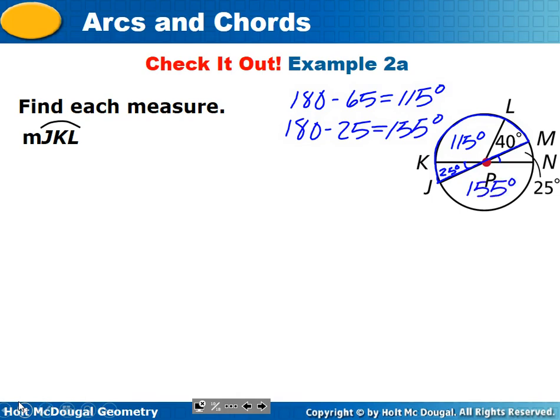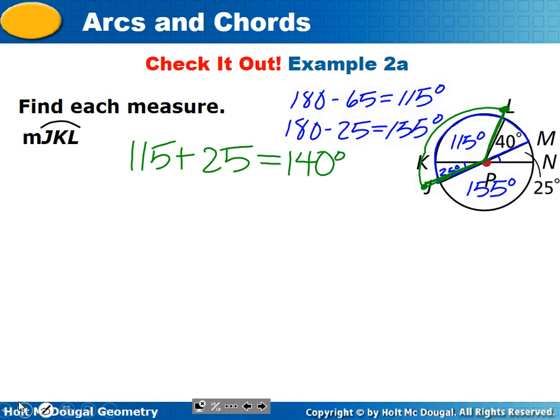So now that I've found all the parts of this, now I can find what it's asking me for. This problem is asking me for the measure of JKL. So I'm going to again go in the order that it's given. I got J here, I got K there, and I've got L up here. So what I notice is that this is the part we're talking about. So we're going to add 115 to 25, and that's 140 degrees.